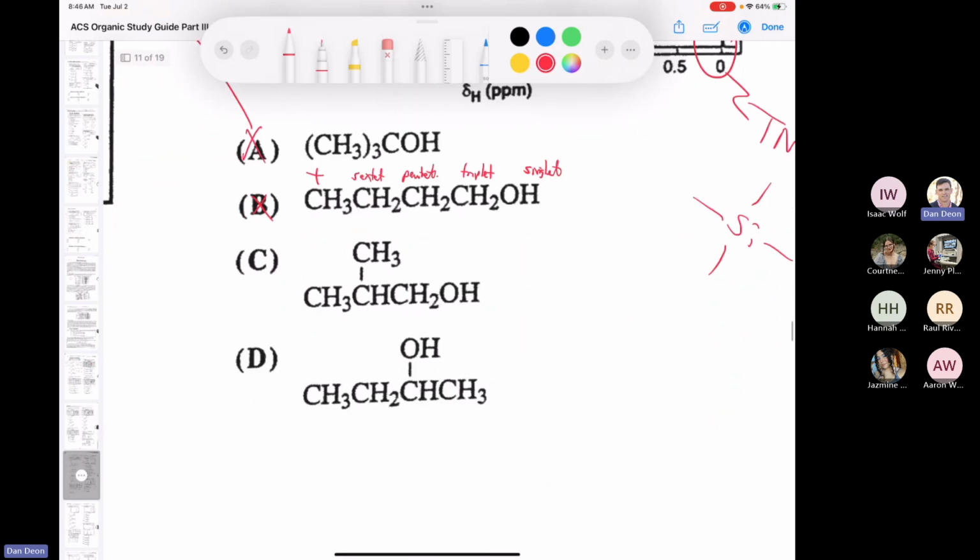If we go over to D, this one would give you a doublet. This one would give you a sextet. This would give you a singlet. And then this one here is coupled to 4 protons, so that would give you a pentet, which we don't have. And then this one here would give you a triplet. So again, there's no triplets.